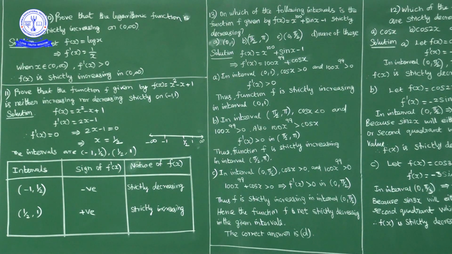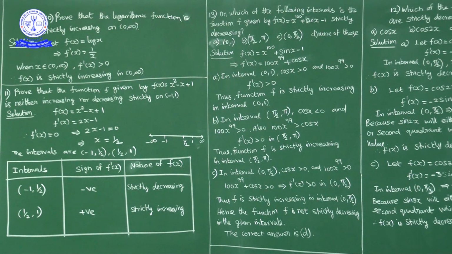Now we have to prove the function f of x equal to x square minus x plus 1 is neither increasing nor decreasing in the interval minus 1 to 1, okay. So minus 1 to 1 by 2, f of x is a decreasing function, 1 by 2 to 1, f of x is an increasing function. But if you consider minus 1 to 1, in some portion it is increasing, some portion it is decreasing. So f of x is neither increasing nor decreasing in the interval minus 1 to plus 1, okay.